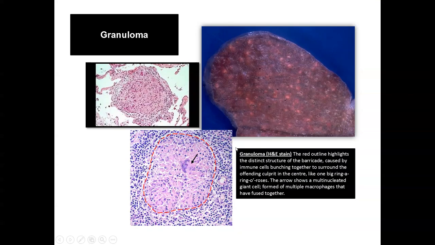So please look at this picture. There are various kinds of granuloma under the microscope. Here the arrow shows you the multinucleated giant cells. Here you see the granulomas. And grossly, you see a sample of the lung with multiple foci of granuloma formation. The red outline highlights this distinct structure of the barricade caused by immune cells bunching together to surround the offending culprit in the center, like one big ring, a ring of roses. The arrow shows a multinucleated giant cell formed of multiple macrophages that have fused together.